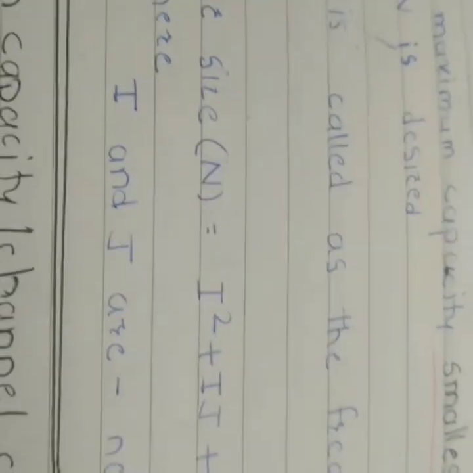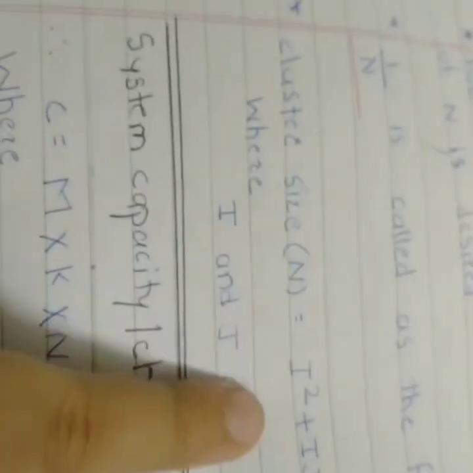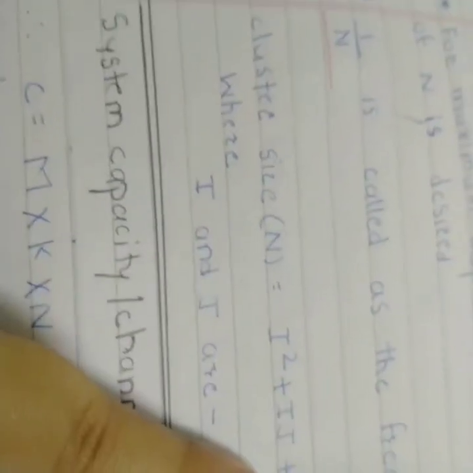So now, selection of cluster size. For maximum capacity, the smallest possible value of N is desired. So what is the frequency reuse factor? The formula of frequency reuse factor is 1 by N. Then what is cluster size? N equals i square plus ij plus j square, where i and j are non-negative integers.